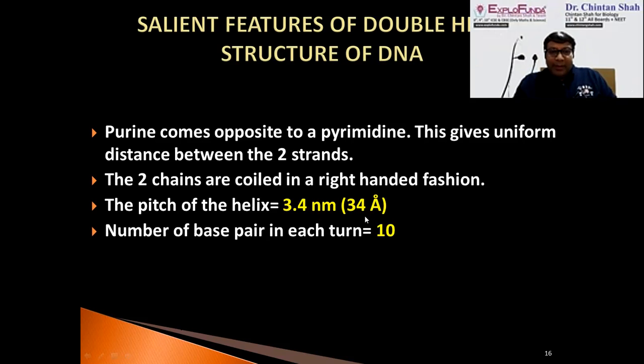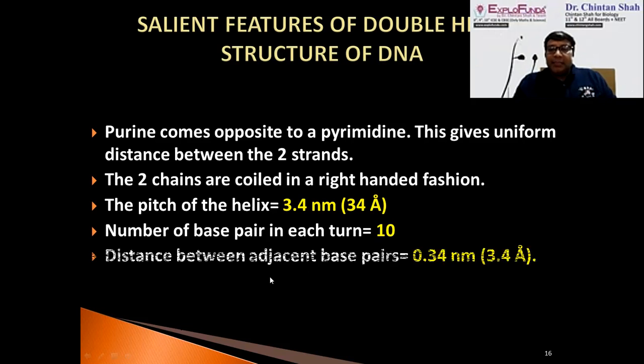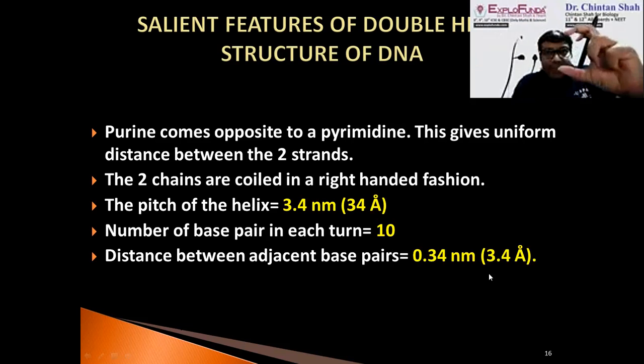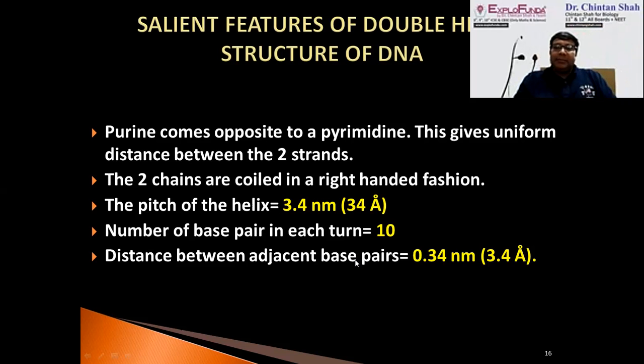What do you mean by pitch? I will tell you. The number of base pairs in each turn will be 10, and that's why the distance between the two base pairs will be 3.4 angstrom. See, in one pitch there are 10 base pairs, and the distance of one pitch is 34 angstrom. So the distance between two consecutive base pairs will be what? 34 by 10, that will be 3.4 angstrom.